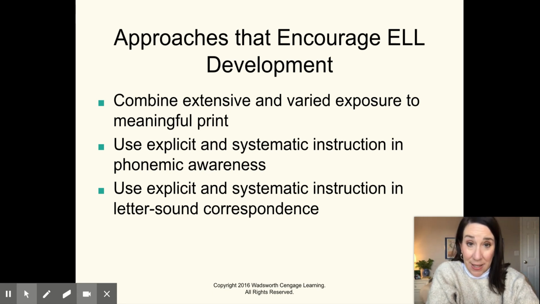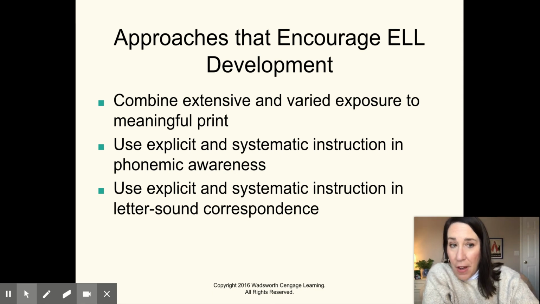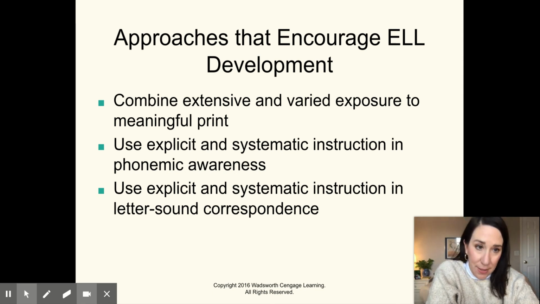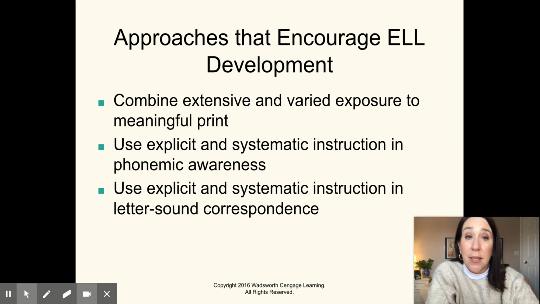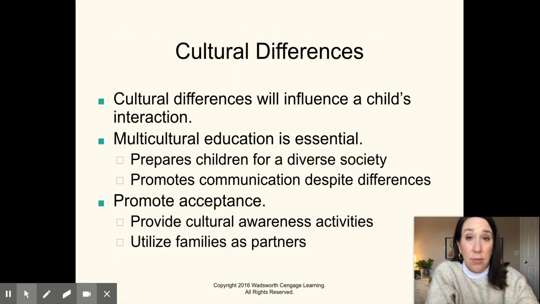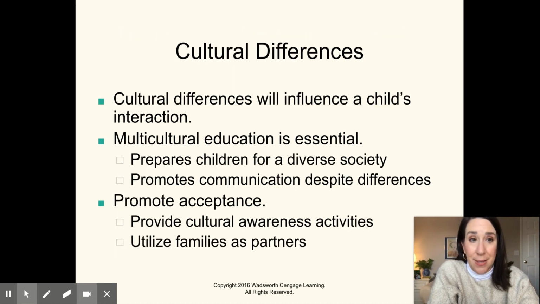Explicit and systematic instruction in phonemic awareness. This is phonics, and this is important. For a while, we thought phonics wasn't that important, but it is. Knowing how to put sounds together to make words is an important thing, and it's okay to talk about it and be explicit about it. Same thing with letter sound correspondence. So you want to know how the sounds go together and you want to know what letters make the sounds. And it's okay to really be explicit in teaching that. You can still make it fun. It doesn't have to be worksheets.